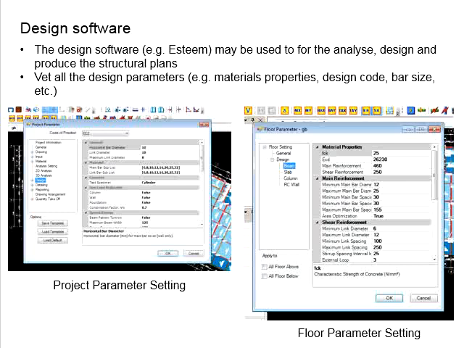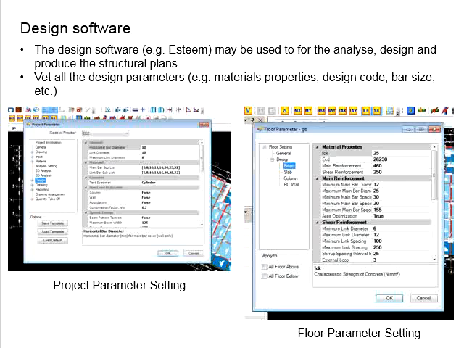You know that in a typical modeling process, there will be input, there will be a modeling process, and there will be output. Every single part of it needs to be properly checked. This includes the input, where you need to vet all the design parameters such as the materials used, the design code, the bar size, as well as the properties of the materials.